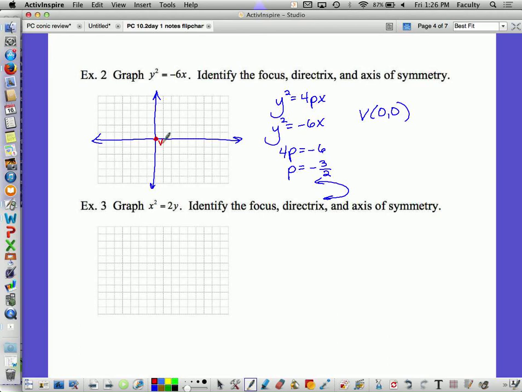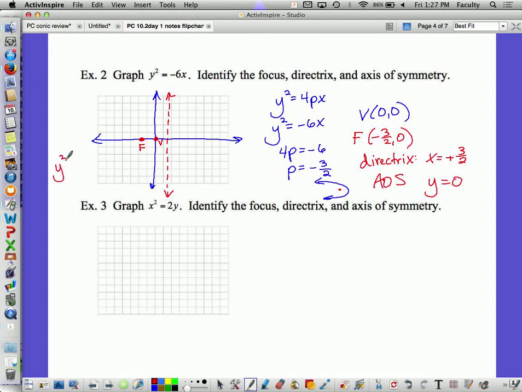Now the focus, since it opens left, the focus is inside, p units away. So I need to go 1 1/2 inside. So that's at negative 3 halves, 0. Then that means the directrix is p units on the other side of the vertex. Since it's vertical, it's x equals, and that would be positive 3 halves. The axis of symmetry will be y equals 0, and then let's come up with a point.